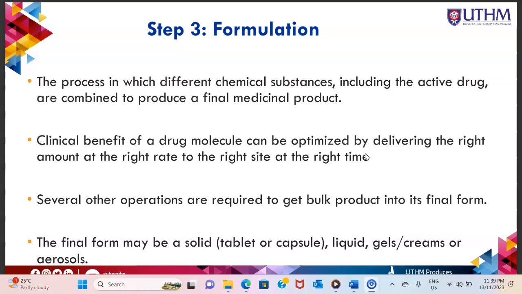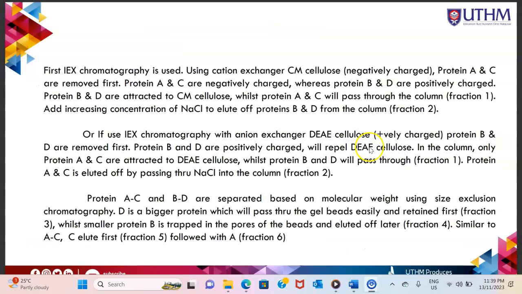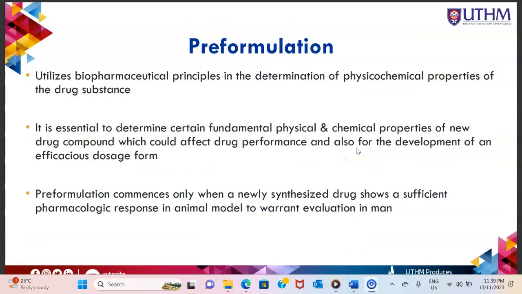So in order to formulate this drug, usually the key steps that we need is we need to define the dosage form. We need to select the right excipients. We need to optimize this drug and excipients ratio. And we have to choose the right manufacturing techniques, as well as performing the quality control. So in order for us to do all this, we have to do one step that we call pre-formulation.